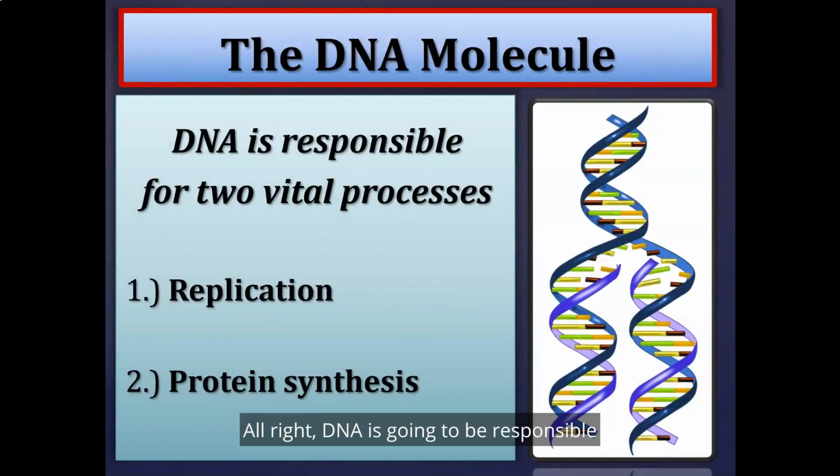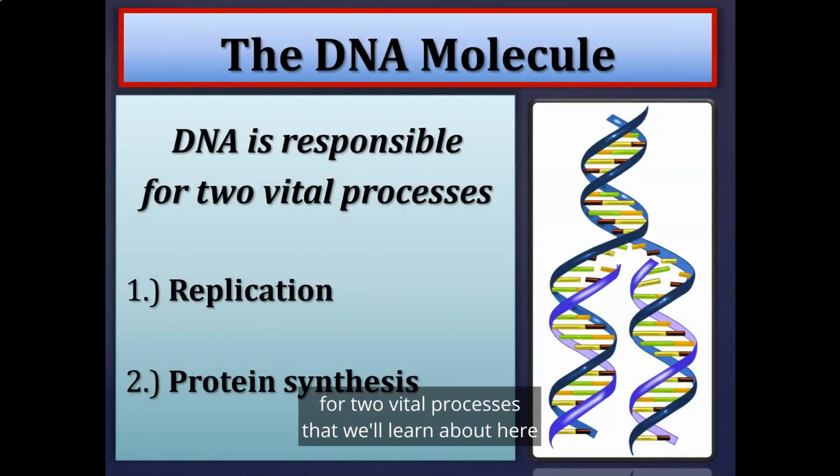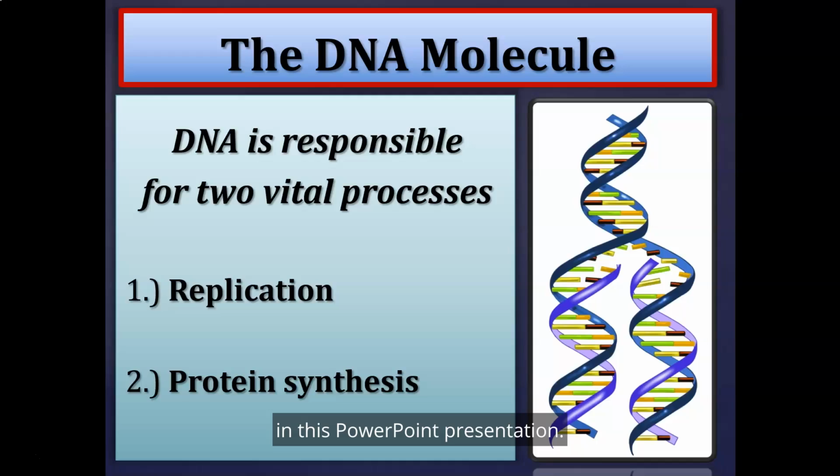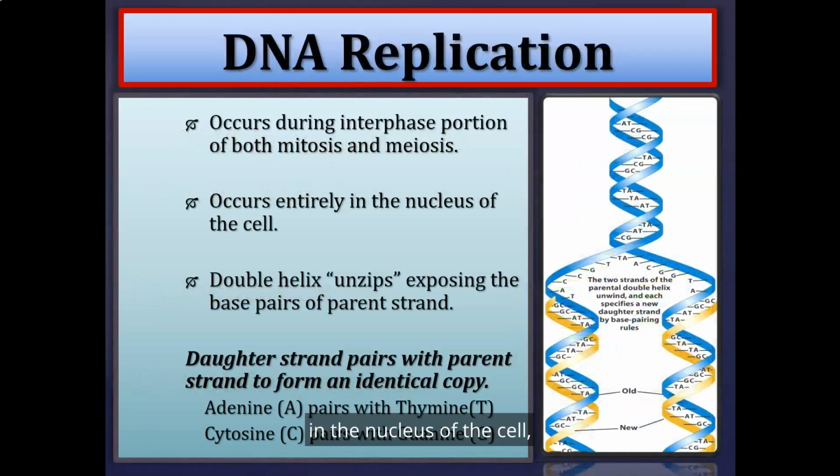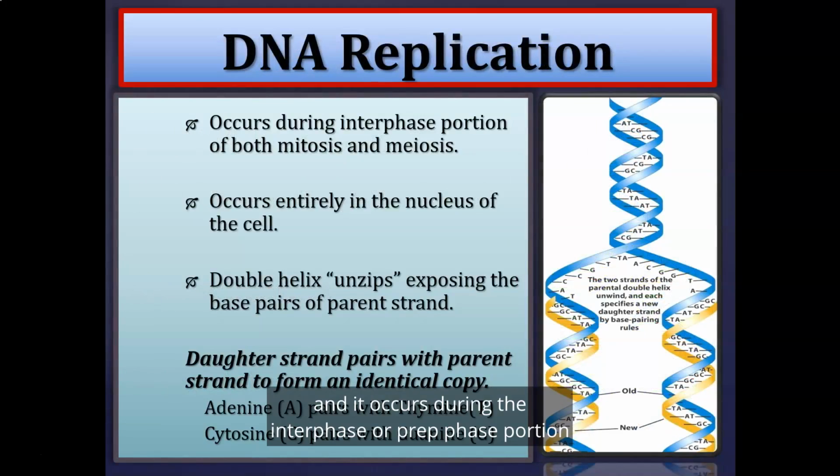All right, DNA is going to be responsible for two vital processes that we'll learn about in this PowerPoint presentation. The first is DNA replication, and the second is protein synthesis. DNA replication is going to occur entirely in the nucleus of the cell, and it occurs during the interphase, or prep phase, portion for both mitosis and meiosis. Mitosis is the creation of somatic cells, whereas meiosis is the creation of gametes, or sex cells.